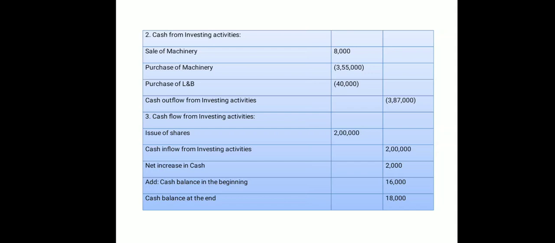40,000. And then from the balance sheet we have checked that land and building worth rupees 40,000 we have purchased during the year. So that is again your cash outflow. Think from your perspective. If you are purchasing, that means you have to pay the cash. That will be your outflow.